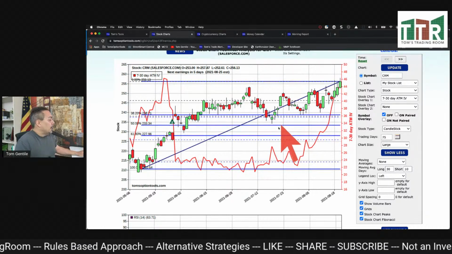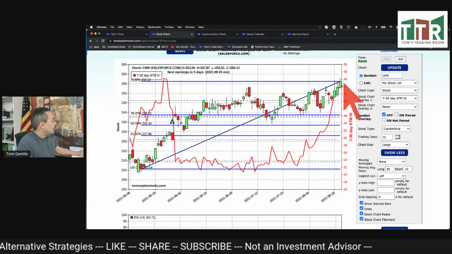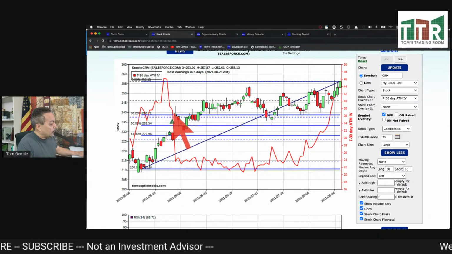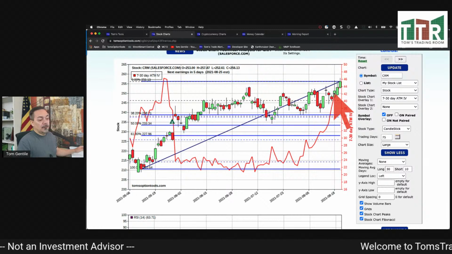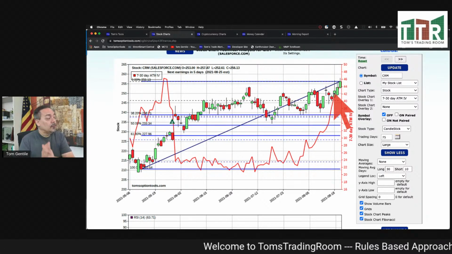So here's what's going on with Salesforce right now. Just like last quarter, it's making new highs into earnings. And just like last quarter, we're looking for a potential pop on it. So what we want to do is put a trade on that has the least amount of risk.